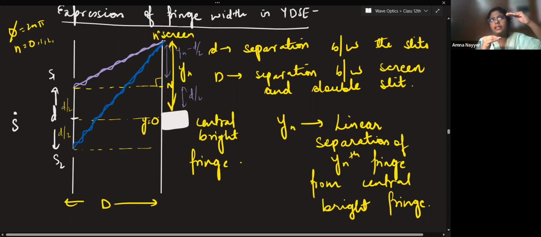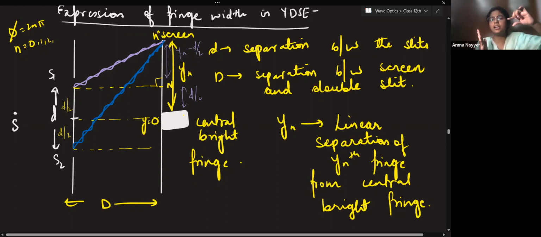Let's say at a distance of 5 centimeters you're obtaining a dark fringe. So I'll ask you to calculate the separation of the fifth dark fringe from the central bright fringe. It means central bright fringe, first dark fringe, then bright fringe, second dark fringe, third bright fringe, fourth dark fringe, fifth bright fringe. Like this, you'll obtain the fifth dark fringe. So n will become 5. Somewhere here you will obtain the fifth dark fringe that I'm asking you to calculate.